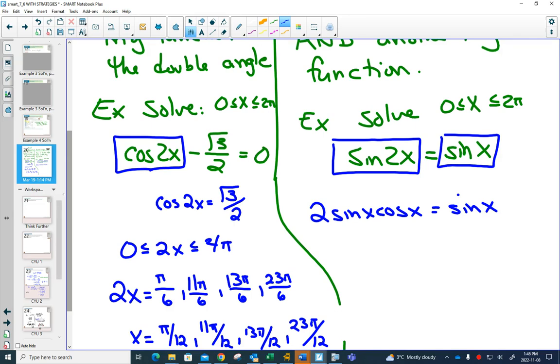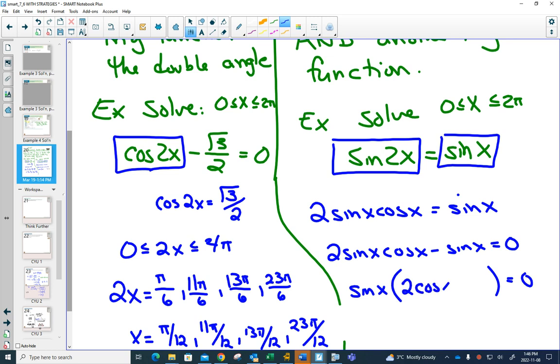In this case, you have something in common, so make one side equal to 0 by subtracting sine x on both sides, and you have a common factor of sine x. Very similar to the question we did at the beginning.